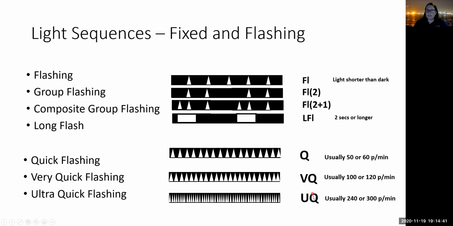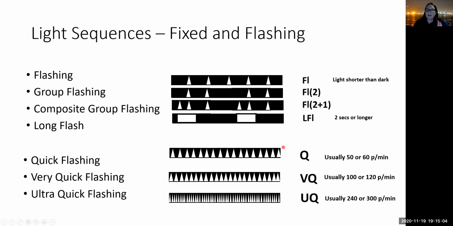And our abbreviations down the right hand side, because this is how they're going to be written down on the chart. We'll have a Q for quick flashing. It doesn't say QFL, neither does it say VQFL. It just says Q for quick flashing, VQ for very quick, UQ for ultra quick. Okay, so that's our fixed and our flashing lights.